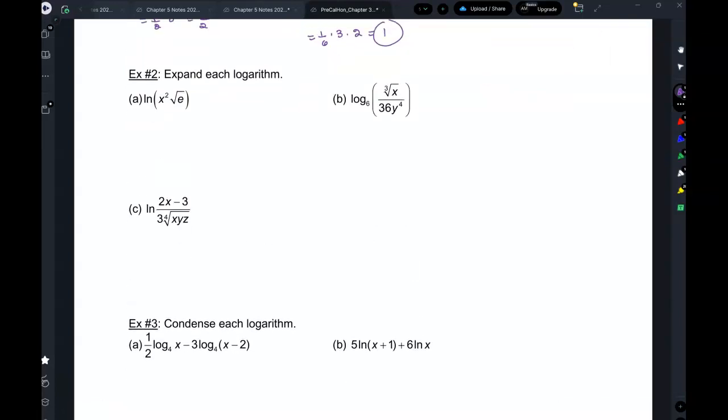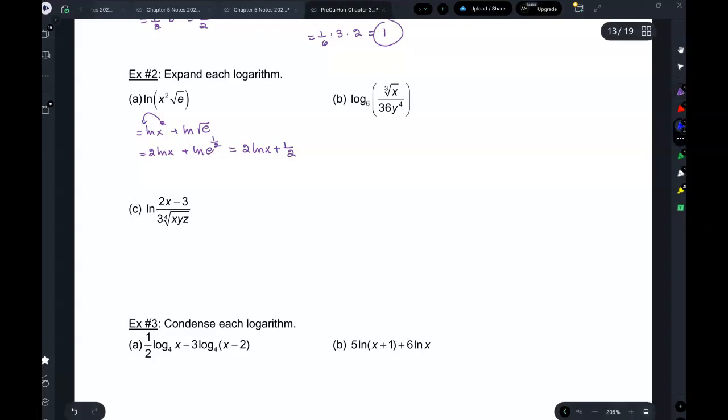So how do we expand a logarithm? It's similar to the property that we just talked about. So here, ln x squared plus ln root e, right? But we need to simplify this. So the 2 will come down, 2 ln of x plus ln of e to the half, which means this is 2 ln of x plus 1/2. That's the fully simplified form.